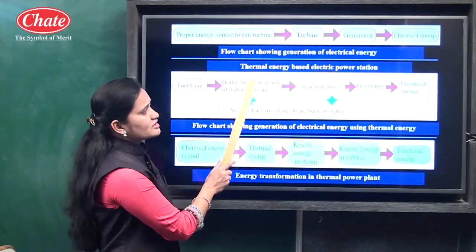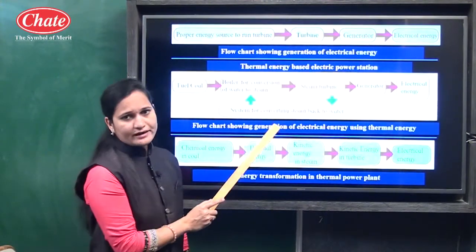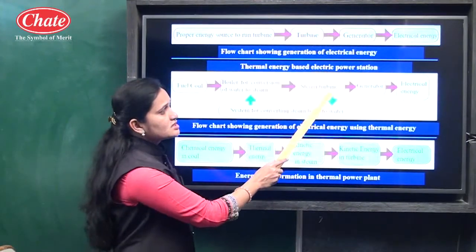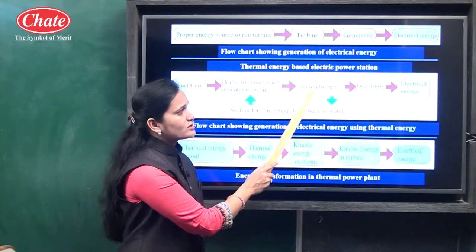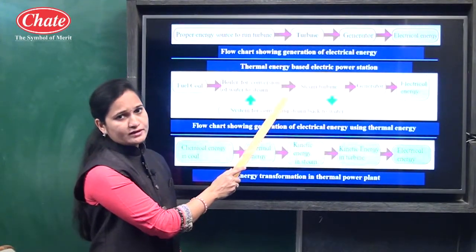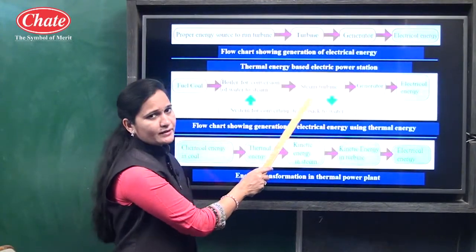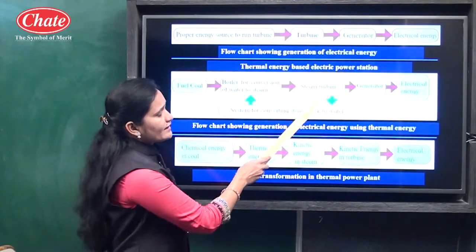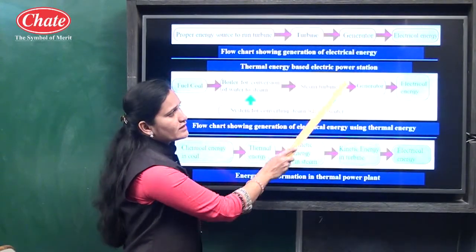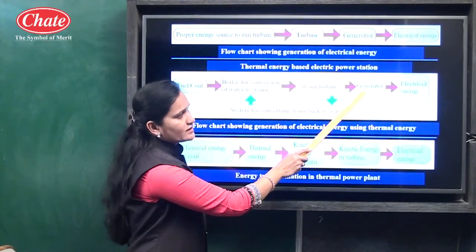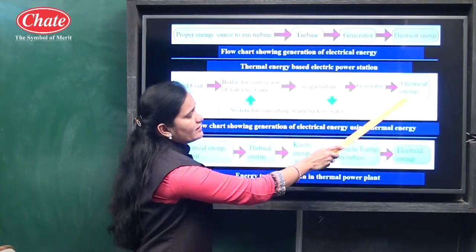After that, the energy of the steam that is produced is useful to rotate the turbine. So the name given is the steam turbine. Why is it called a steam turbine? Because to drive the turbine, steam is used. When steam strikes the blades of the turbine, the turbine starts to rotate, and this turbine is connected to the generator. When it starts to rotate, the generator also starts to rotate, and by this mechanical energy gets converted into the electrical energy.